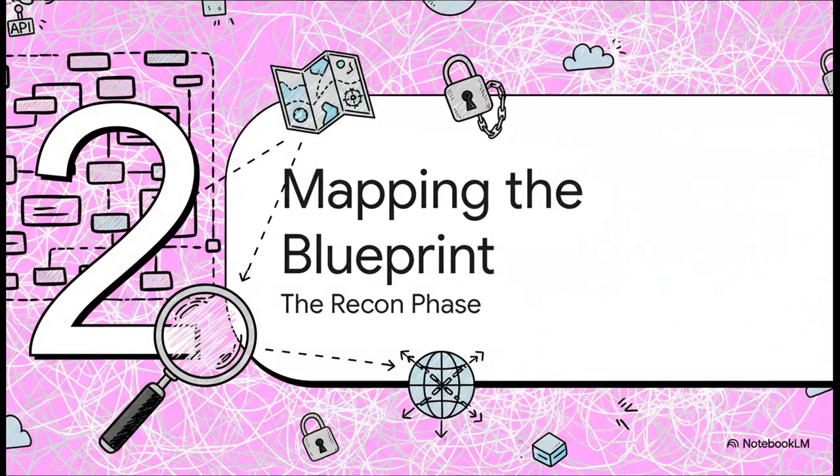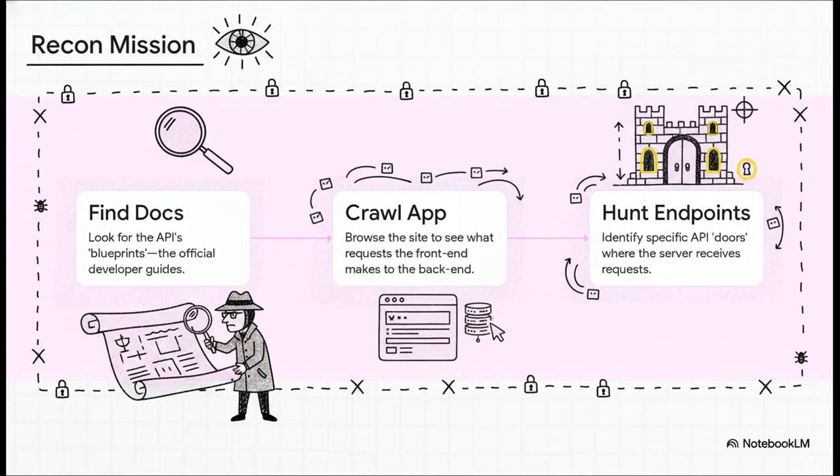So let's say you're an attacker. Your first move isn't, well, attacking, it's exploring. You first need to draw a map of this entire invisible world before you can even begin to find its weak spots. Yeah, this whole process has a name, reconnaissance. And it really is like a spy gathering intelligence for a mission. You're looking for blueprints, you're watching the traffic between the front end and back end, and you're identifying every single possible door into the system.